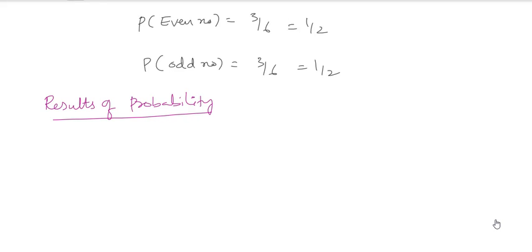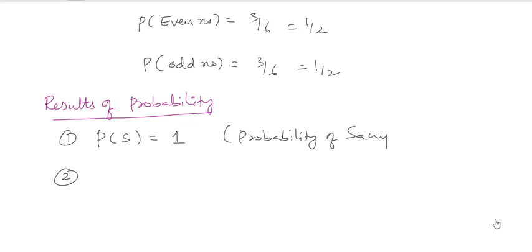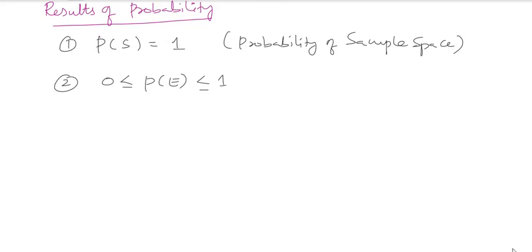So what do the results of probability say? You know that the probability of the sample space is 1. The probability of the sample space is always equivalent to 1. Next, the probability of any event lies between 0 and 1.